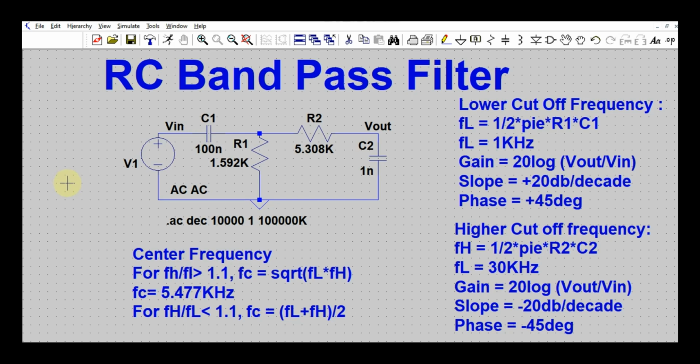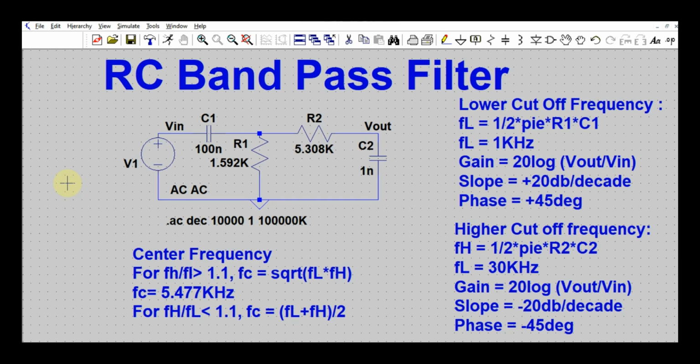So today we are going to understand the design and simulation of an RC band pass filter. We will learn the basics of the band pass filter, and then I will run the AC analysis of the band pass filter and show you its behavior in LTspice simulation.